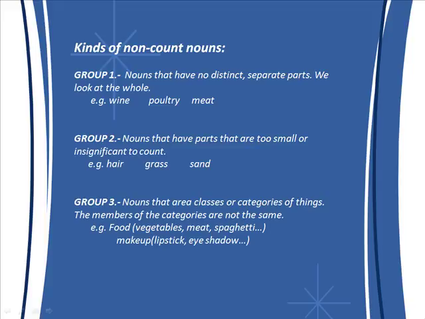The first one is nouns that have no distinct separate parts. We look at the whole, like wine, poultry, meat. Group 2, nouns that have parts that are too small or insignificant to count, like hair, grass, and sand. Group 3, nouns that are classes or categories of things. The members of the categories are not the same. Some examples are food, makeup.